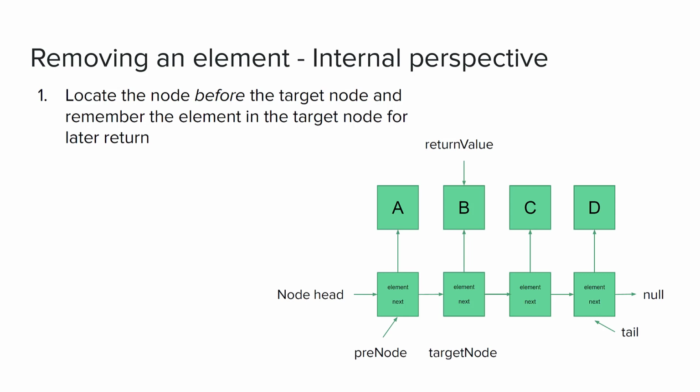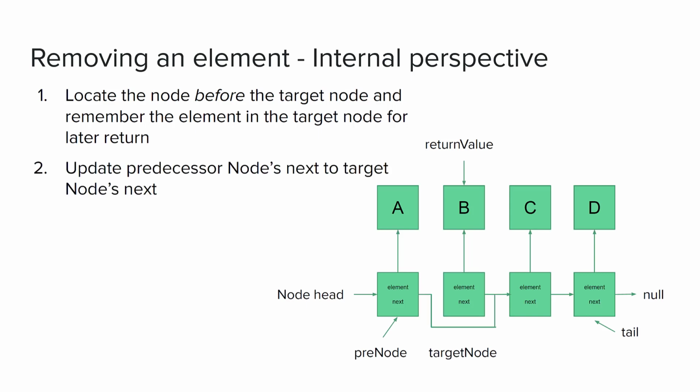So we're going to search for the node before the target node. We also need to remember to store the element that we're about to remove, because at the end of a remove method, we need to return the removed value. Once we lose our last reference to the target node, we would have no other way of getting that return value. So in order to bypass the target node, we'll update the predecessor node's next reference to equal the target node's next reference. So we'll update the predecessor node setNext to equal target node's getNext.